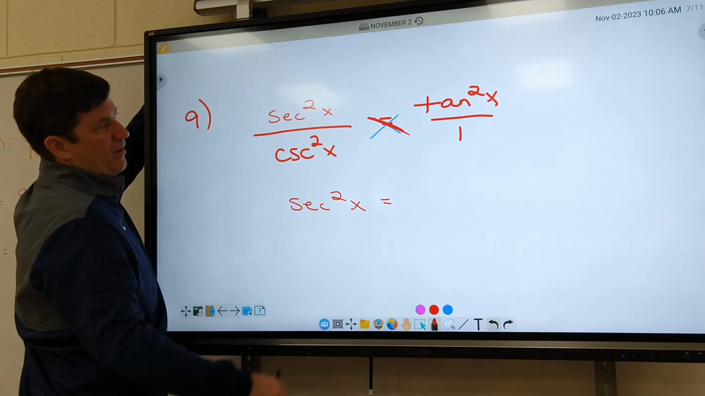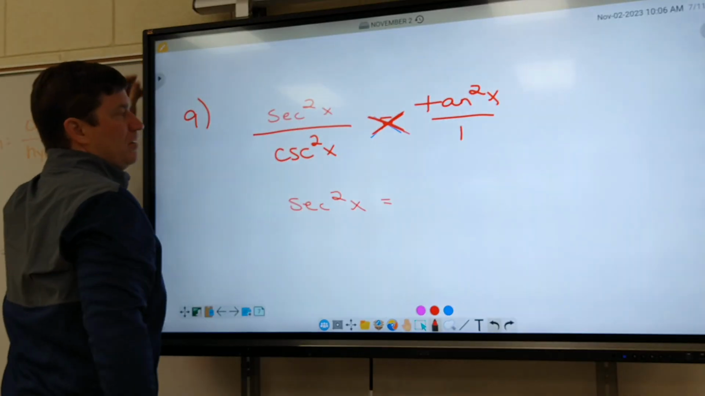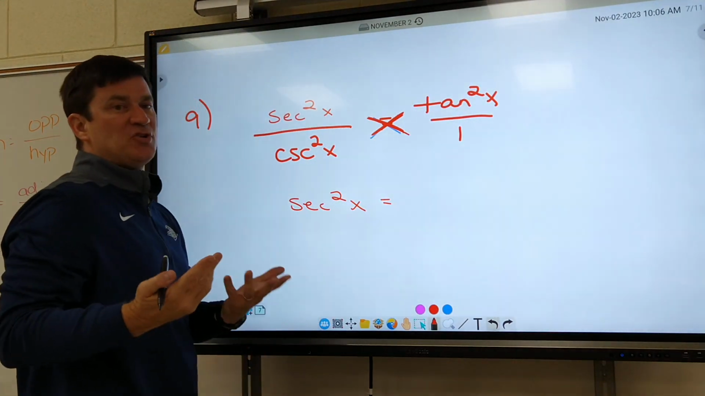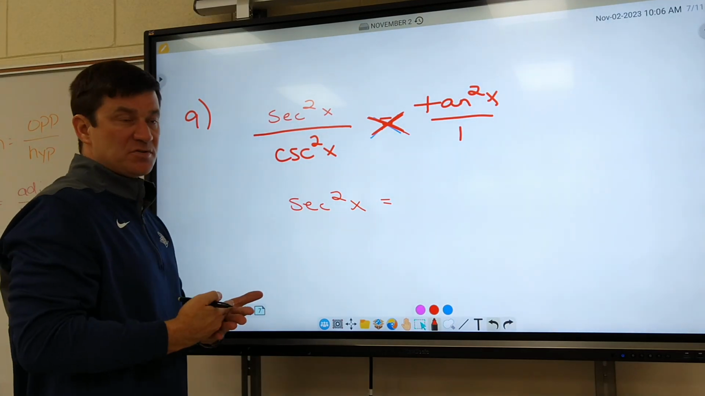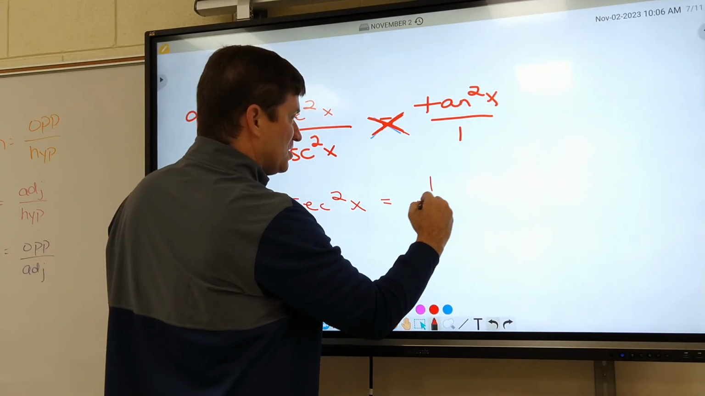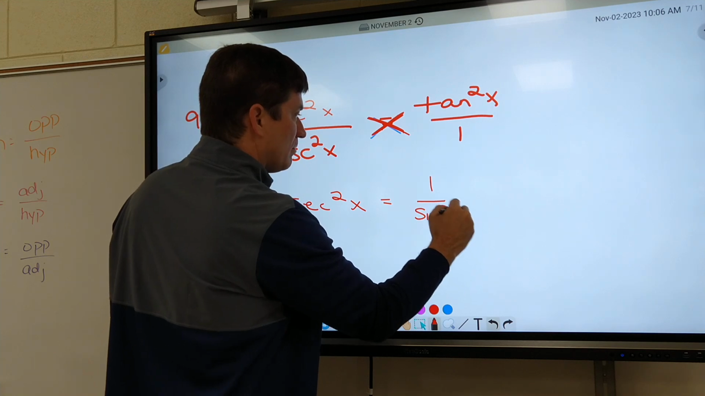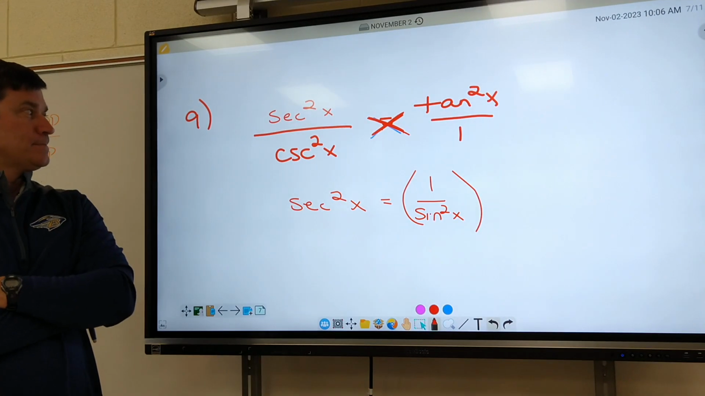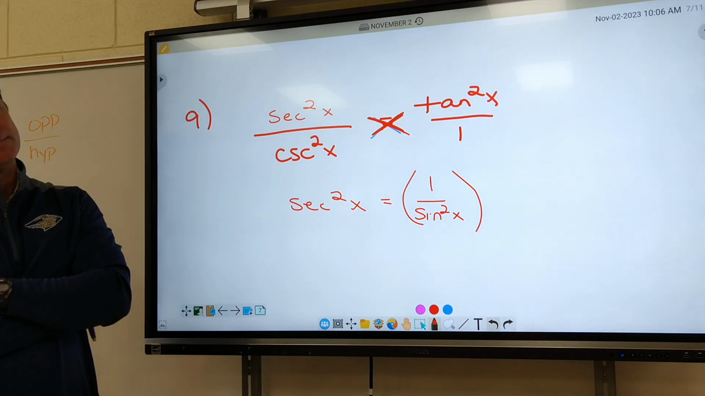Okay? Now I've got to go back this way. Look, we've got to multiply cosecant squared times tangent squared, but we can't do that unless I change them first. Cosecant squared changes into 1 over sine squared. Wait, go ahead. I already changed it on number 9. I changed it before I multiplied.